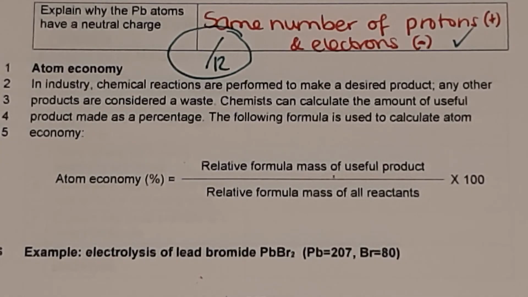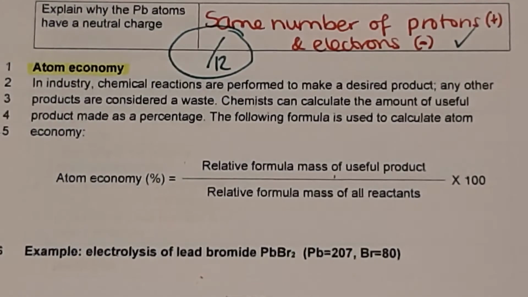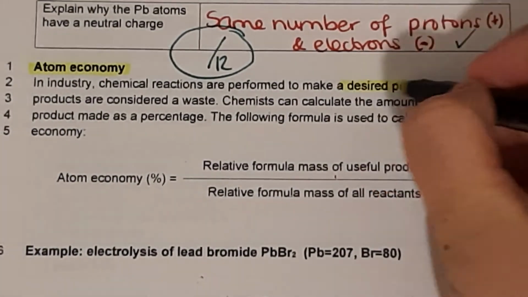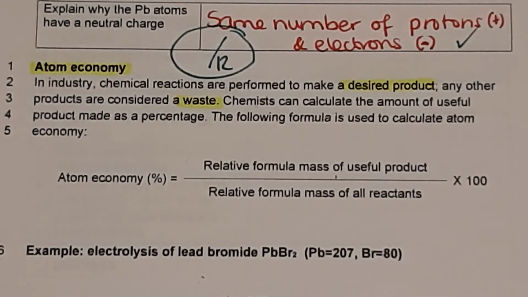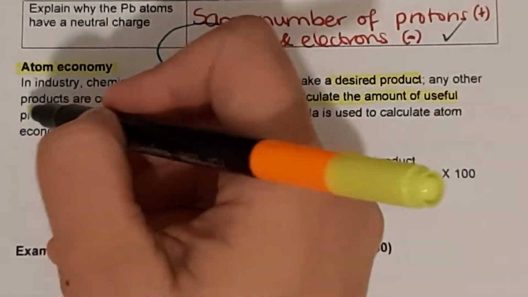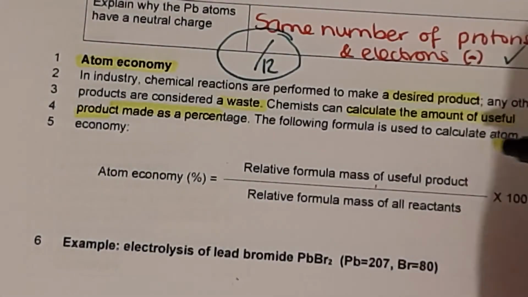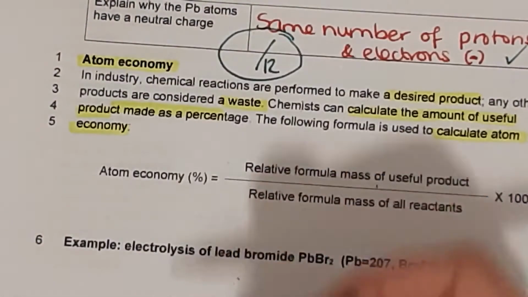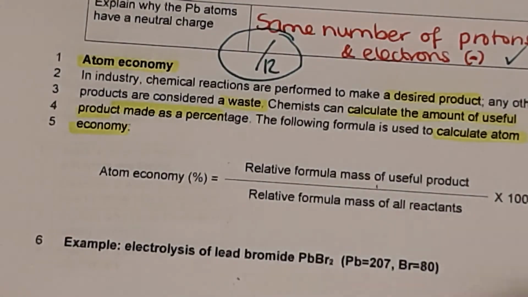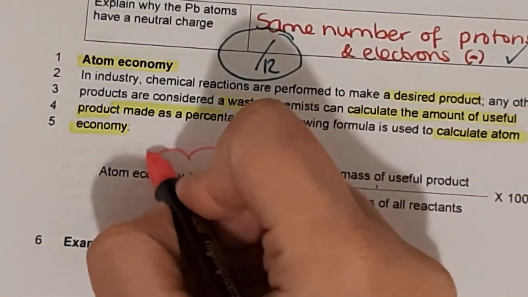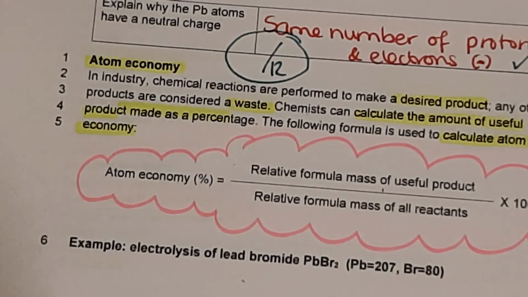So moving on, we're going to have a look at atom economy. In industry, chemical reactions are performed to make a desired product. Any other products are considered a waste. Chemists can calculate the amount of useful product made as a percentage. The following formula is used to calculate atom economy, and this is the formula here. I'm going to go around it in a big bubble with my little pink highlighter. Atom economy is given as a percentage, so it's not really got units, it's just a percentage.